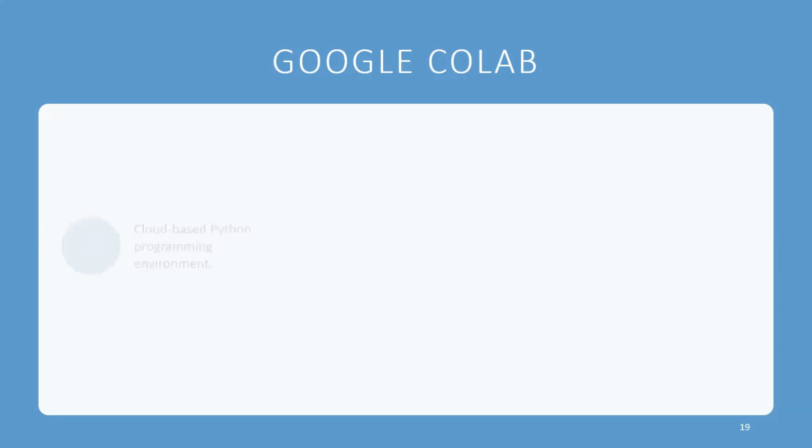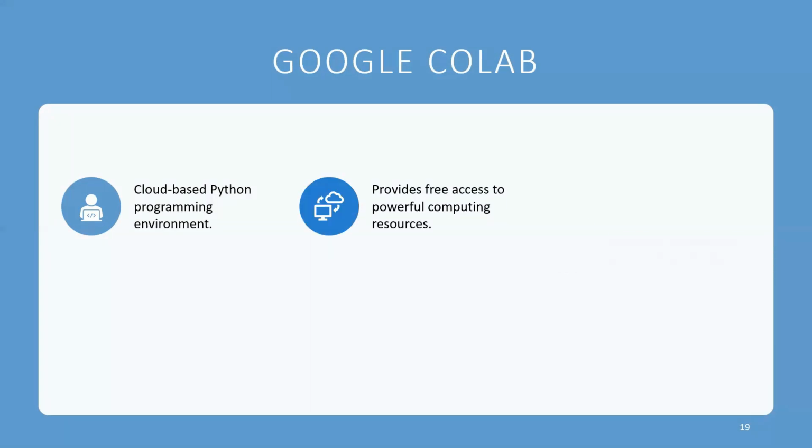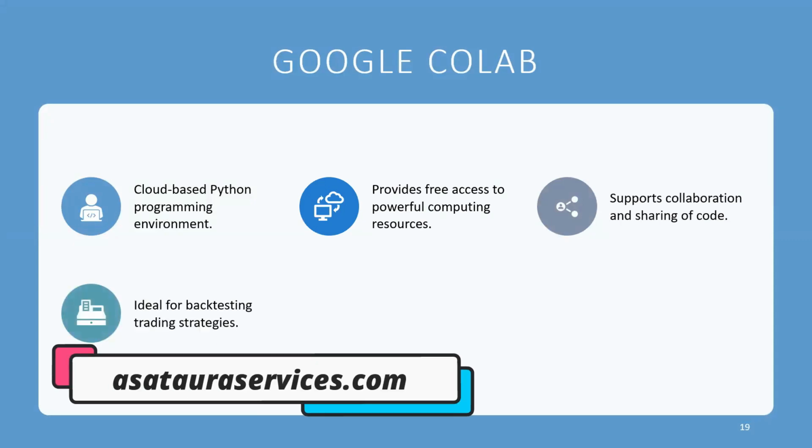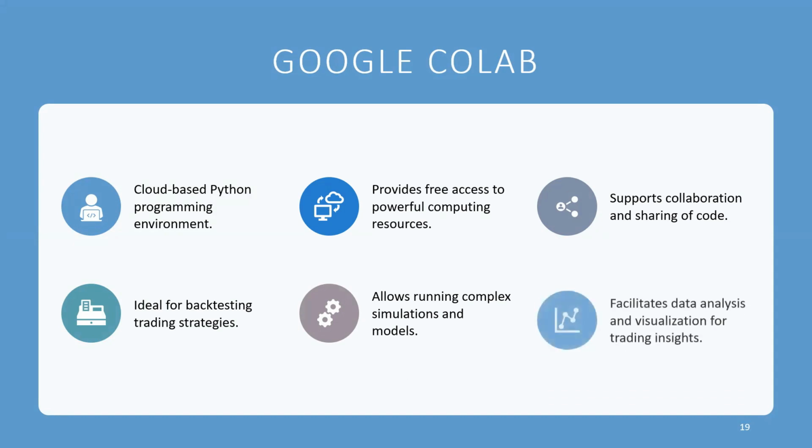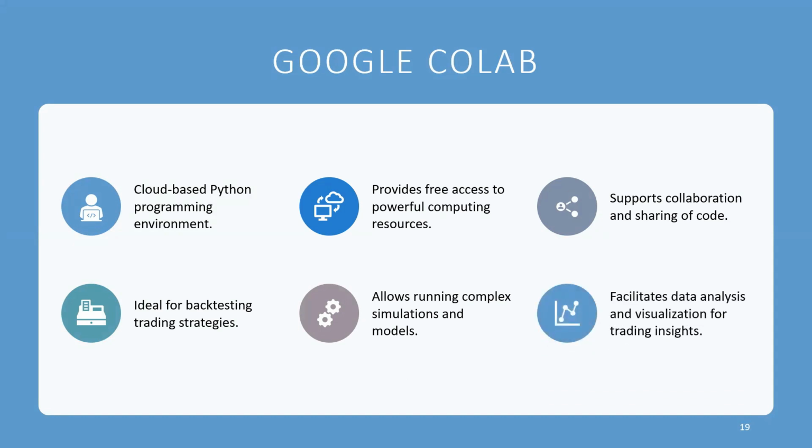So once we get the code, we will use Google Colab. Google Colab is a cloud-based Python programming environment. So you need somewhere to run your code, right? And that's where Google Colab comes into play. It is free and it supports collaboration with other people. You can use it for backtesting strategies, you can run complex simulations, and it supports all machine learning libraries. So you can run your machine learning work here as well as all the other logic in this environment. It comes with lots of libraries that support data analysis and visualization for trading insights.